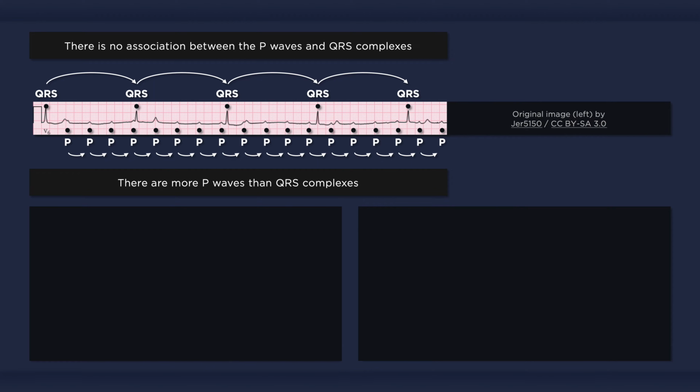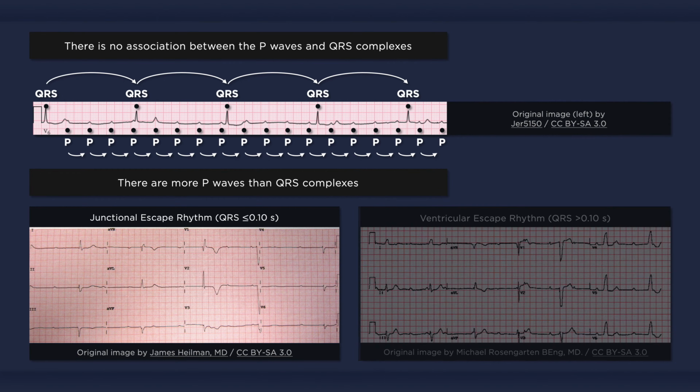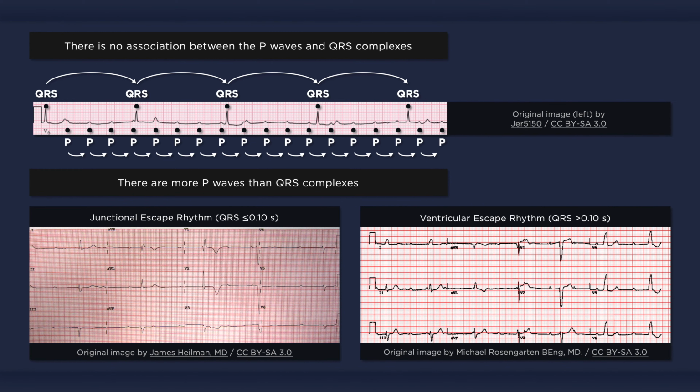Well, the morphology of the QRS complexes and the ventricular rate depends on the location of the escape pacemaker. When the block occurs at the level of the AV node and the escape pacemaker is in the AV junction, then a junctional escape rhythm appears with a narrow QRS complex and a rate usually between 40 to 60 beats per minute.